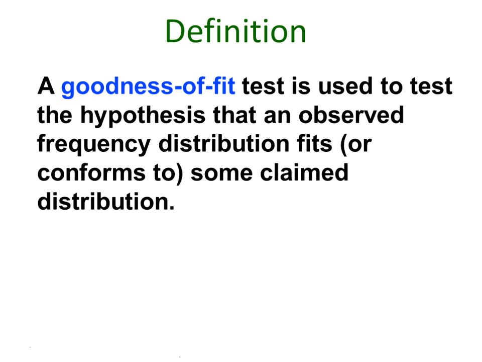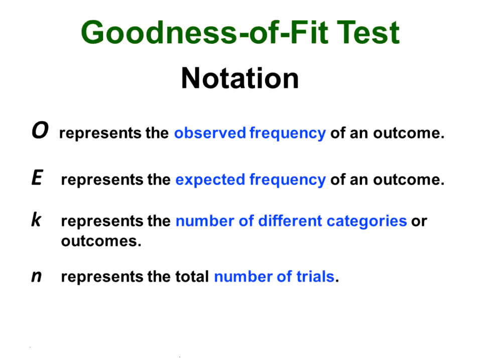All right, so this is what we know as our goodness of fit test. So it's just a test that is used to test the hypothesis that an observed frequency distribution fits some claim distribution. And you already know what frequencies are. We're counting how many times something happens. All right, so back from earlier chapters, we talked about frequencies, and it was just a count of how many times something occurred.